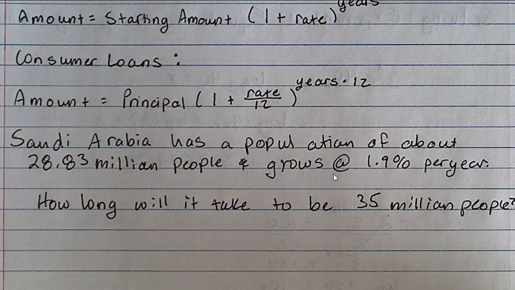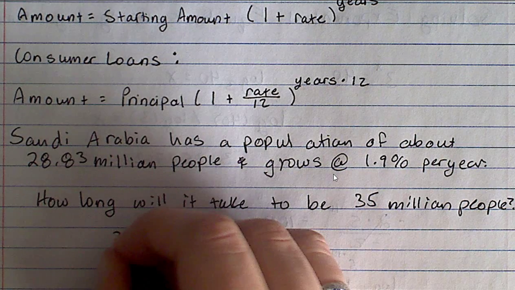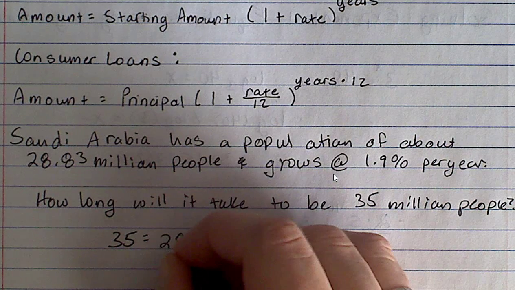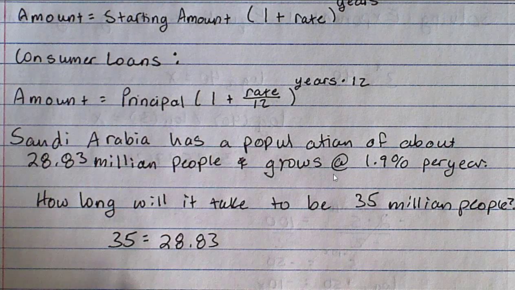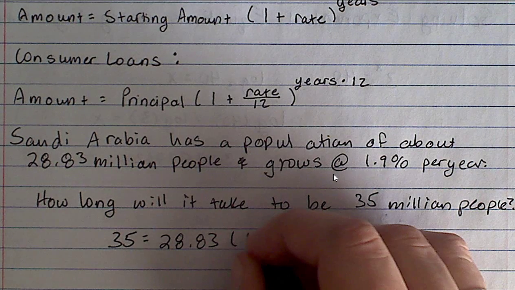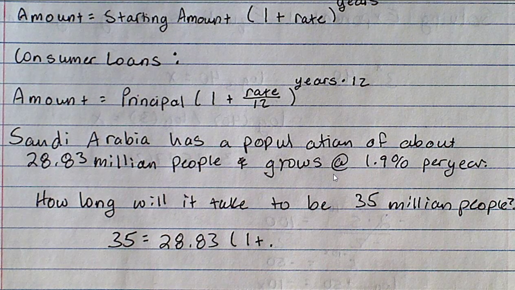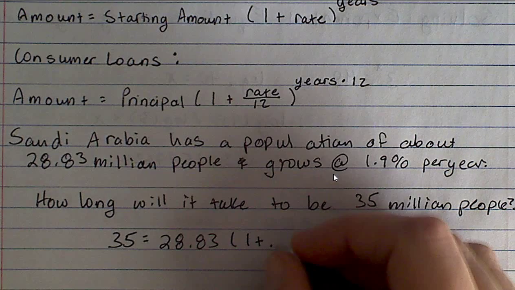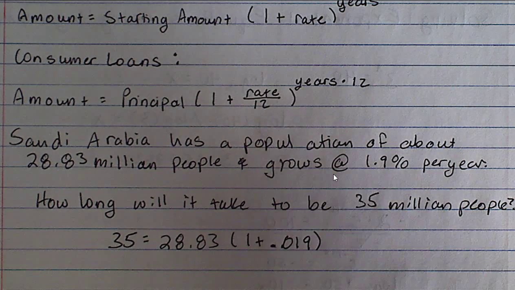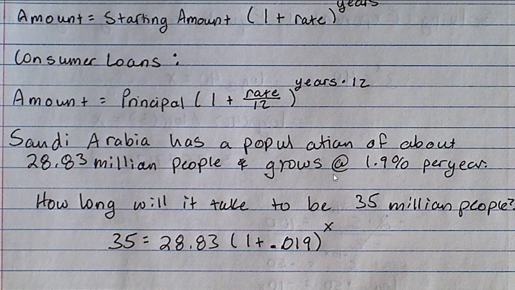So setting this up, I'm just going to say 35 million is the amount that we want it to be. 28.83, and I'm not writing the whole millions thing here because I don't want to have a ton of zeros on my paper. Times, in parentheses, 1 plus. Now I have to write 1.9% as a decimal, which is 0.019. And then I'm raising it to the power of years, so I'll just call that x. And I have to be able to solve for x.